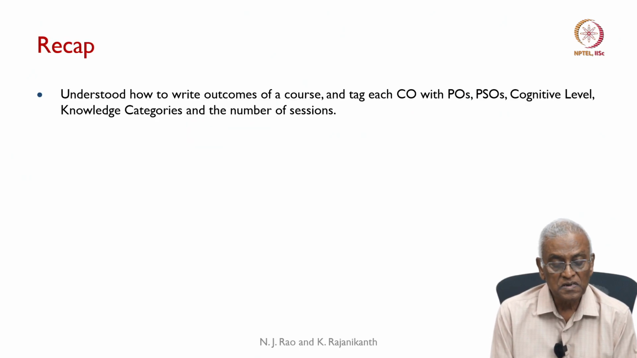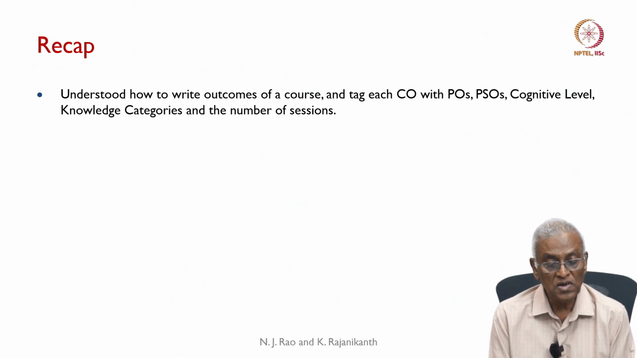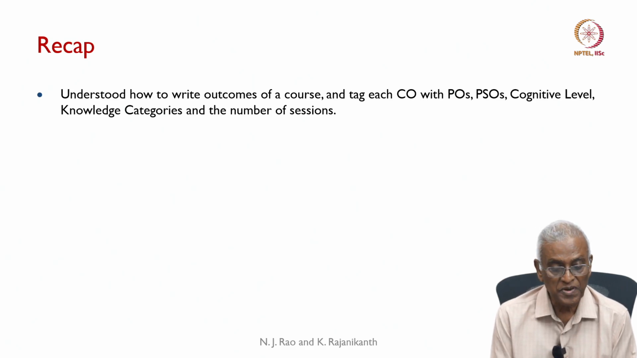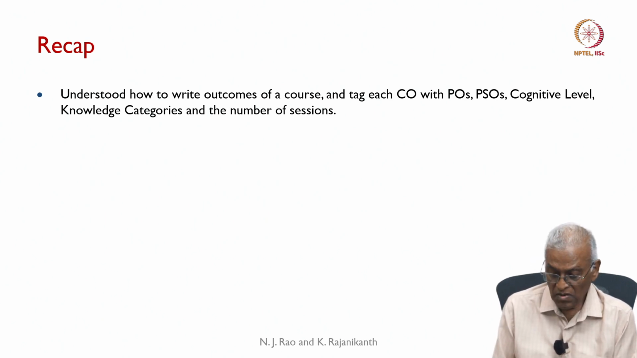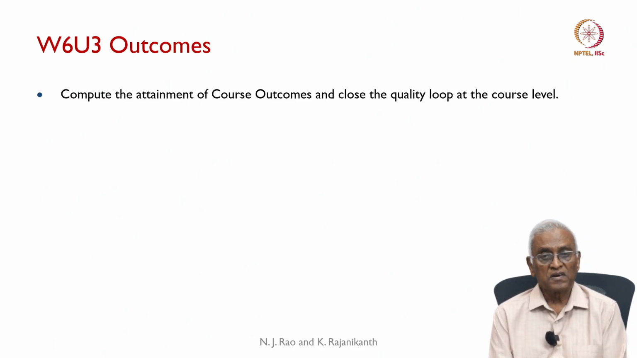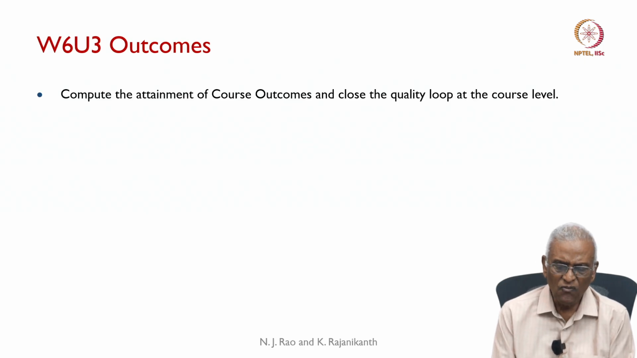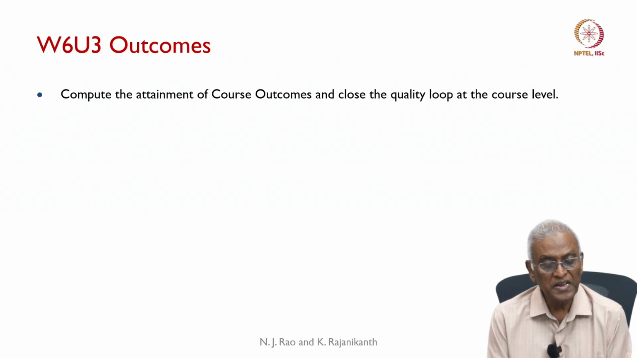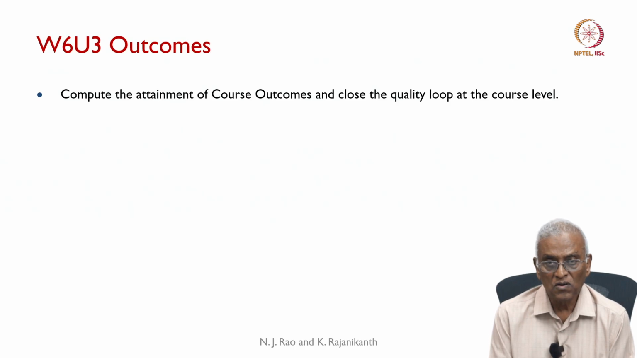In the earlier unit we understood how to write course outcomes and tag the course outcomes with several other variables including POs, PSOs, knowledge categories, cognitive levels, and the number of sessions that one uses. So now in this unit we try to work out one method of computing the attainment of course outcomes and close what we call the quality loop at the course level.